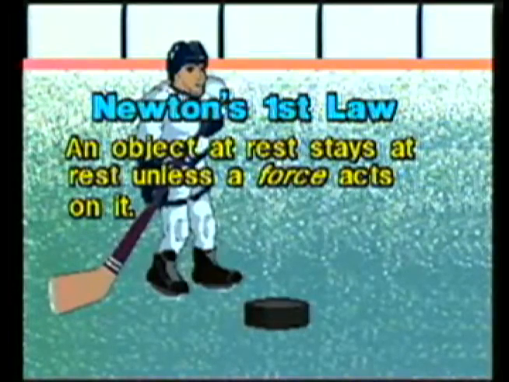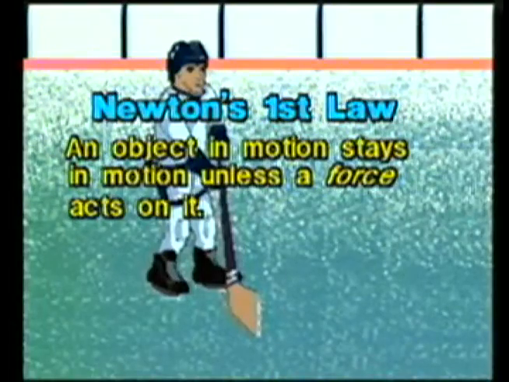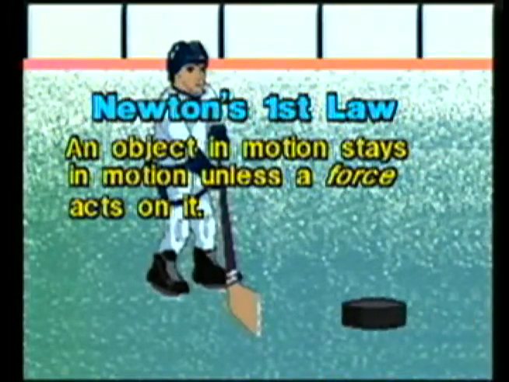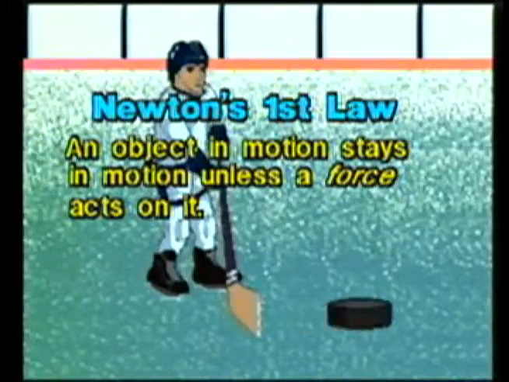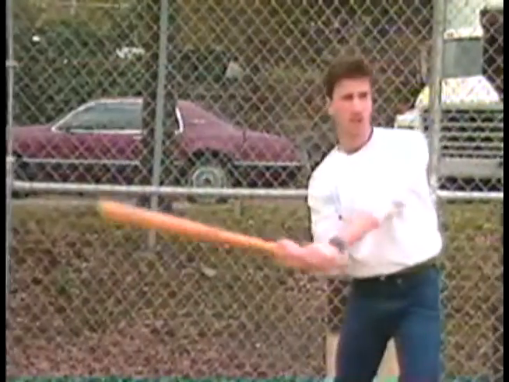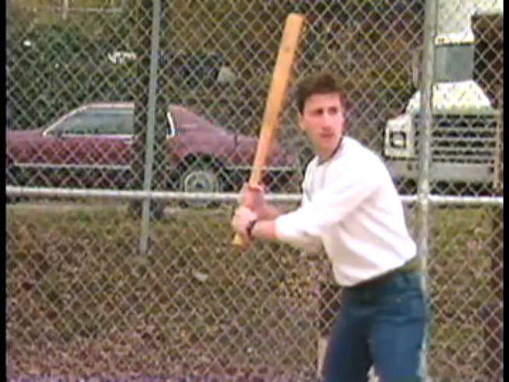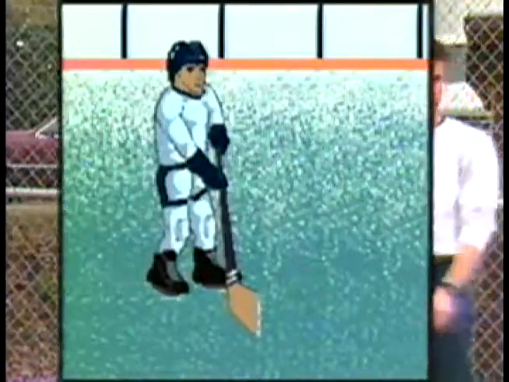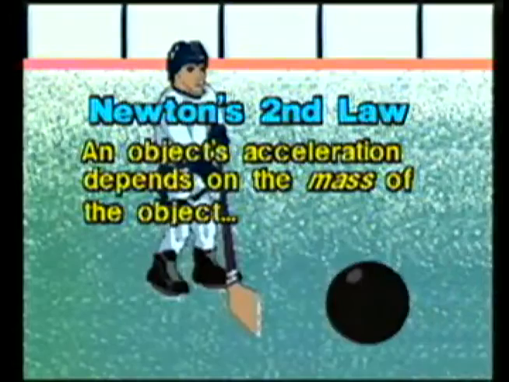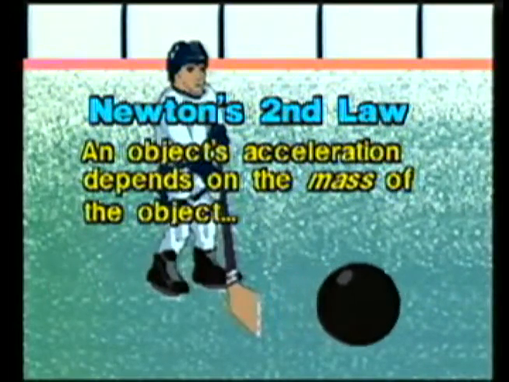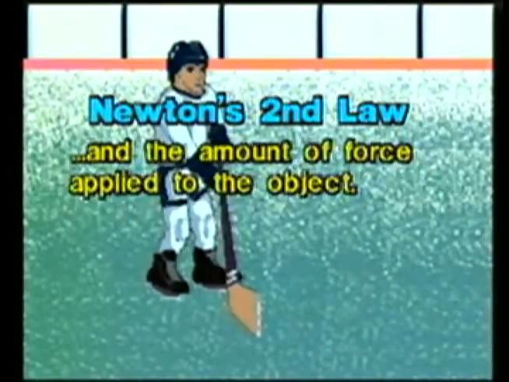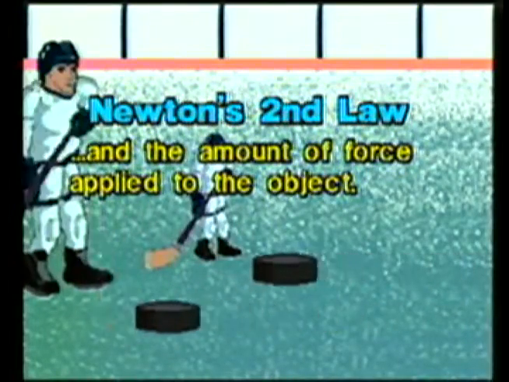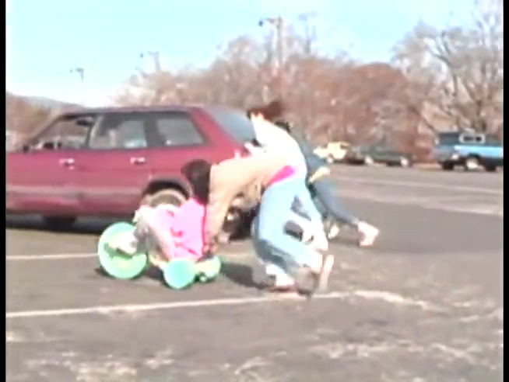Let's look once more at the three laws. First, an object at rest stays at rest unless a force acts on it, and an object in motion stays in motion unless a force acts on it. Here's a good example of the first law. Second, an object's acceleration depends on the mass of that object and the amount of force applied to the object. Here's that law again.